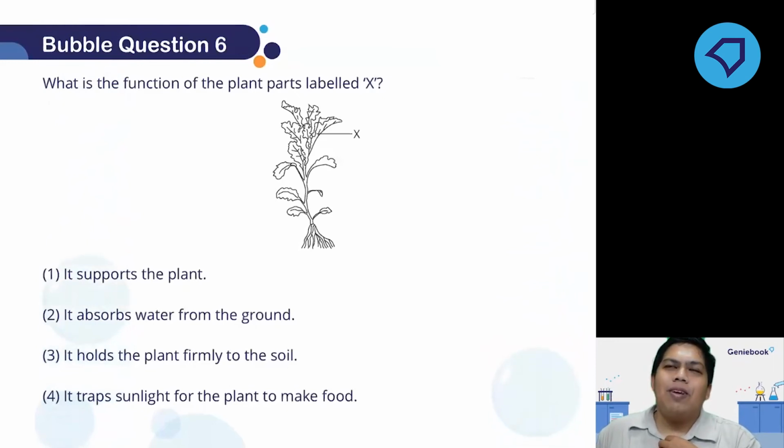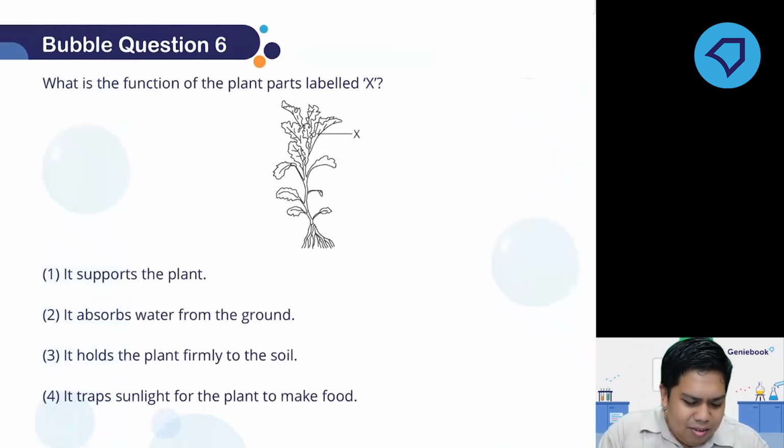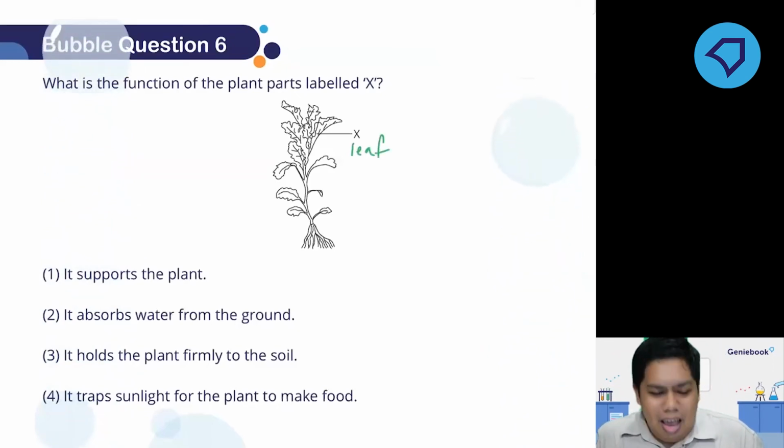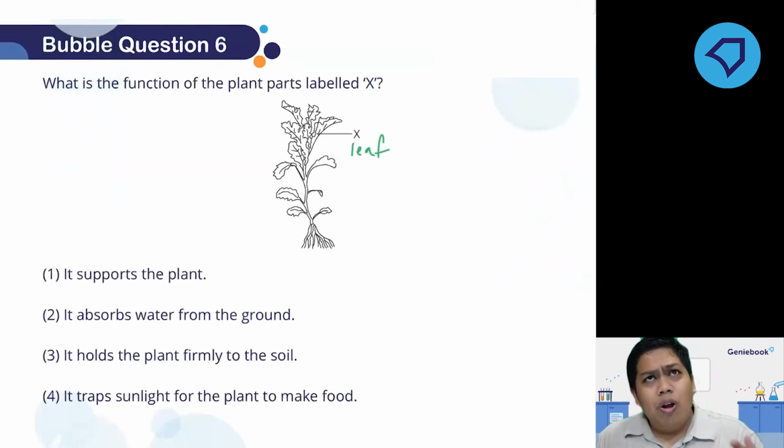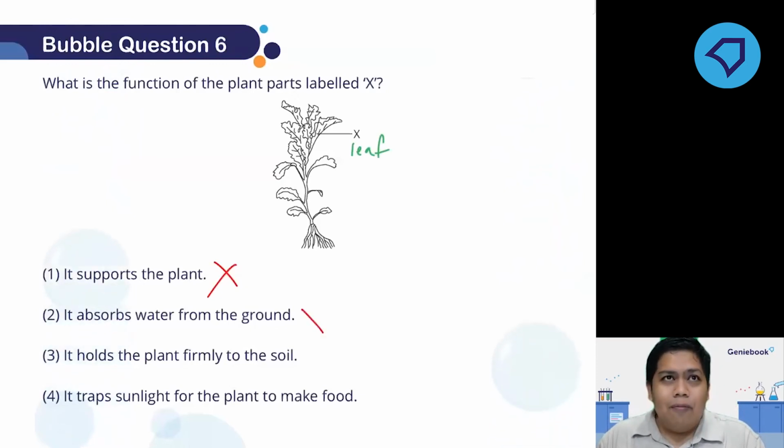Improvement from the previous question. So about 80% of you get it correct. So this is quite easy. This is the leaf, as you can see. And you must know the function of the leaf. It is not to support the plant. It doesn't absorb water from the ground. That's the function of the roots.